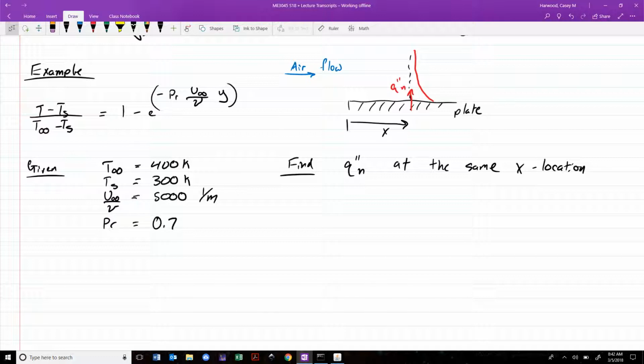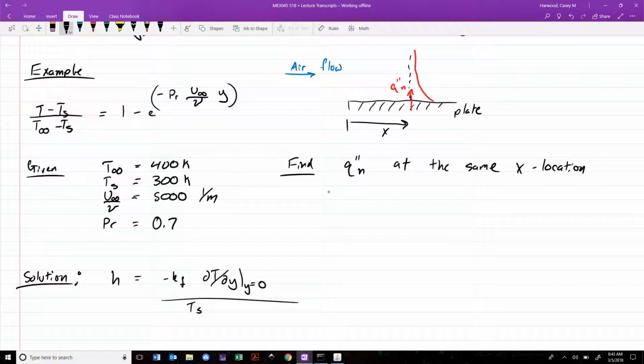Well, the first thing we need to do is write out the equation that we're going to be hammering away at. So I'll rewrite it here to avoid scrolling up. We're going to recall that equation we just had written down that said q double prime n, h is equal to negative k_f dT/dy evaluated at y equals 0, over Ts minus T infinity.